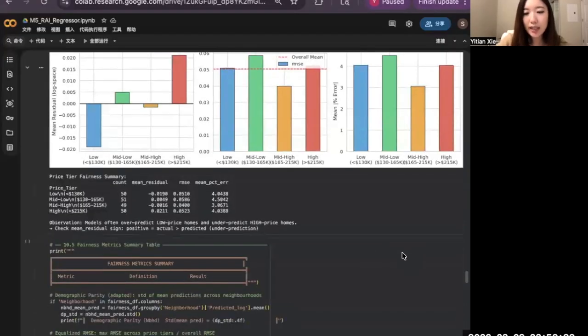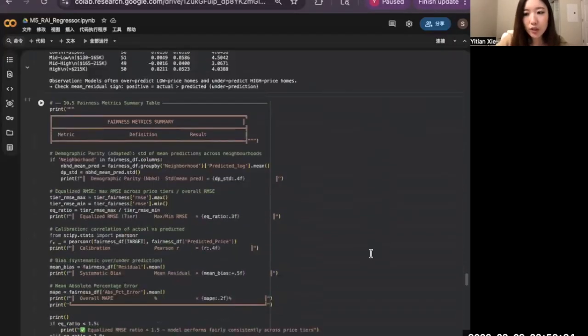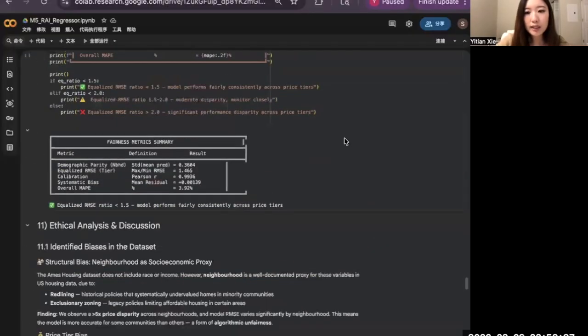And to quantify the fairness, several metrics were calculated. For example, the demographic parity proxy, equalized RMSE ratio, calibration correlations, and overall MAPE. The equalized RMSE ratio is below 1.5, which indicates relatively consistent performance across the price tiers. This suggests that the model achieved a reasonable level of fairness.